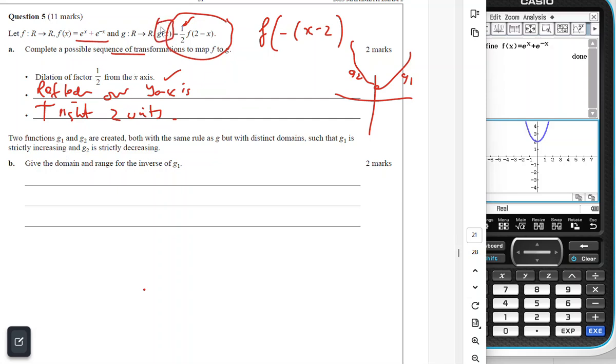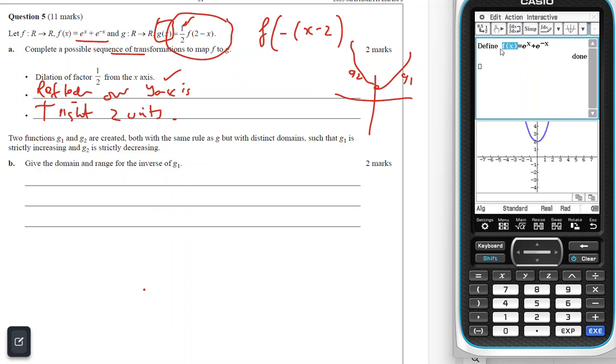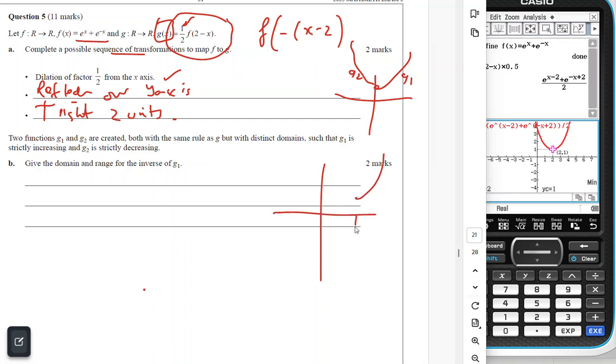g of x. Okay, so g of x is this. So let's get g of x, and g of x is going to be that multiplied by 0.5, and inside here I've got 2 minus x. And that's the rule. And if I drag and drop that, it's now got a turning point at 2 and 1. Okay, so it's now looking like this at 2 and 1. And that's now g1, and that one will be g2.